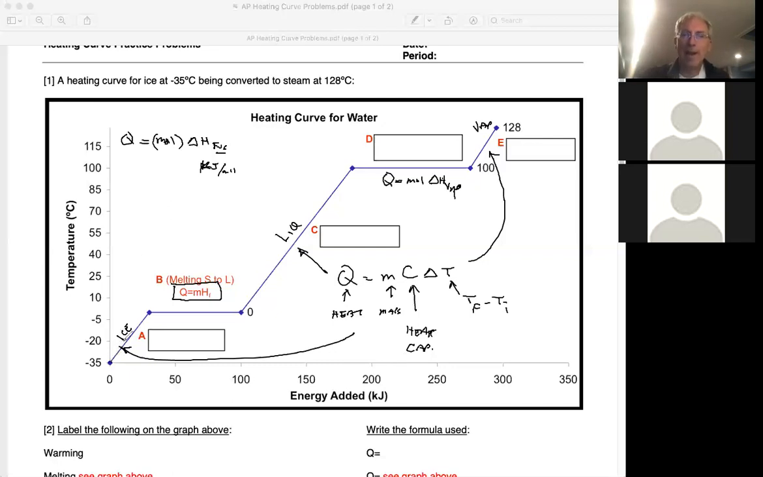Now, in a normal year of chemistry, you would solve a problem in which you started way down here at negative 20 degrees, and I want you to heat it up to 115 degrees, let's say. And people say, well, what equation should I use? Because I'm not on a flat part and I'm not on an angled part. So do I use the Q equals MH, or do I use the Q equals MC delta T equation? And the answer is yes.